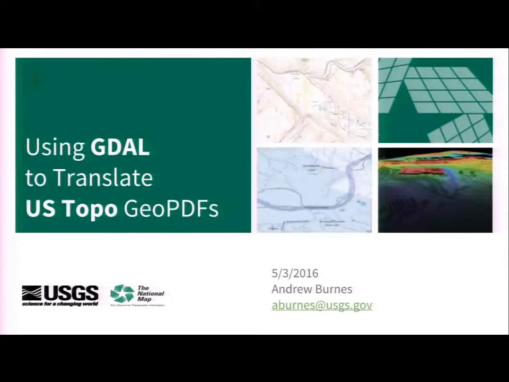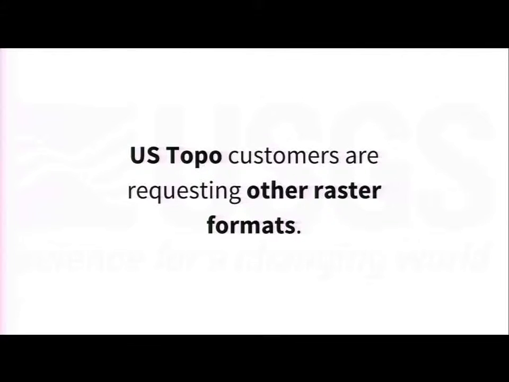And just so you know, if you have any questions at any time, let me know, and we can take it from there. I'm pretty informal, and hopefully you guys can get something out of this. This is kind of using GDAL to translate US topos, taking that GeoPDF and turning it into something different, from a GeoTiff to JPEG. Today I'll be talking about GeoTiffs, and then some use cases and some samples and where we're going in the future.